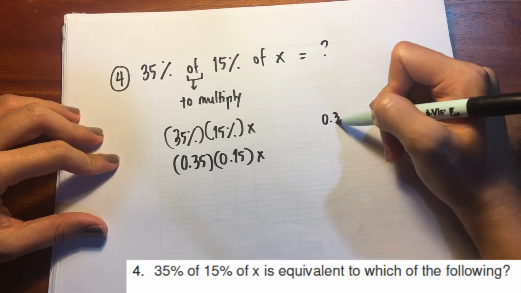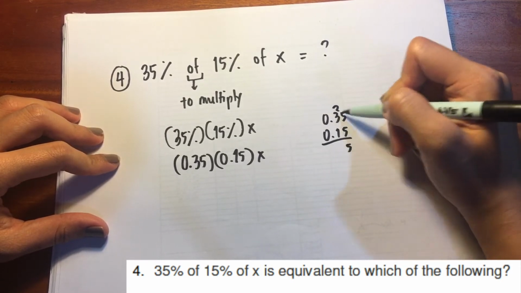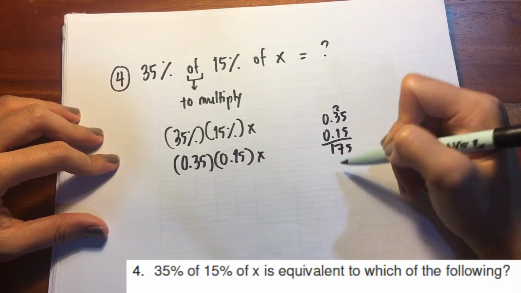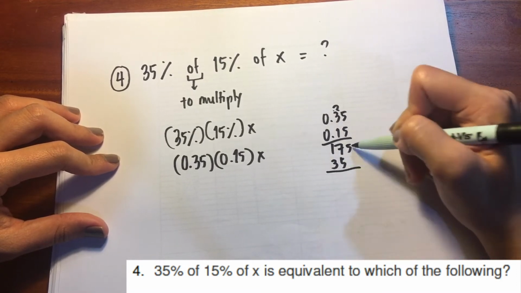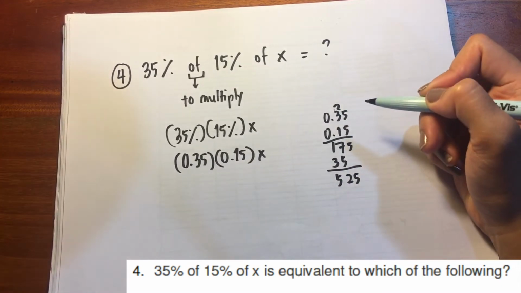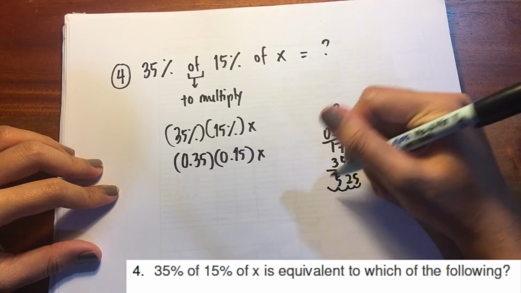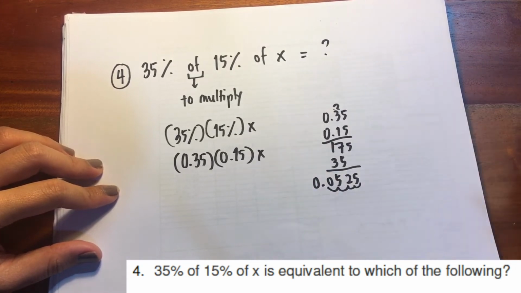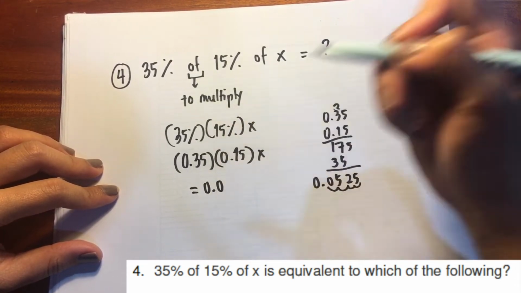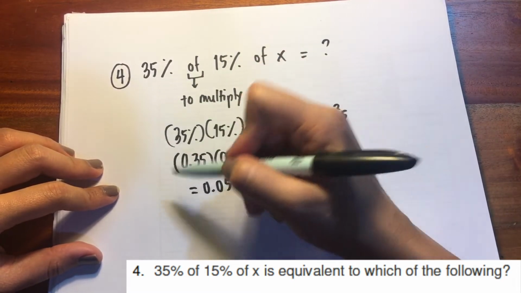So 0.35 times 0.15, 25, carry 2, 15, 17, 5, 3, 5, 2, 5. 1, 2, 3, 4. So 4 decimal places. Then decimal point. So the answer is 0.0525, which is letter A.